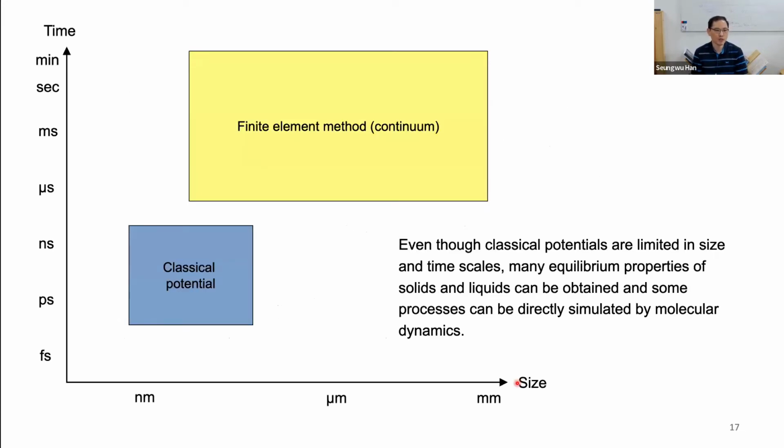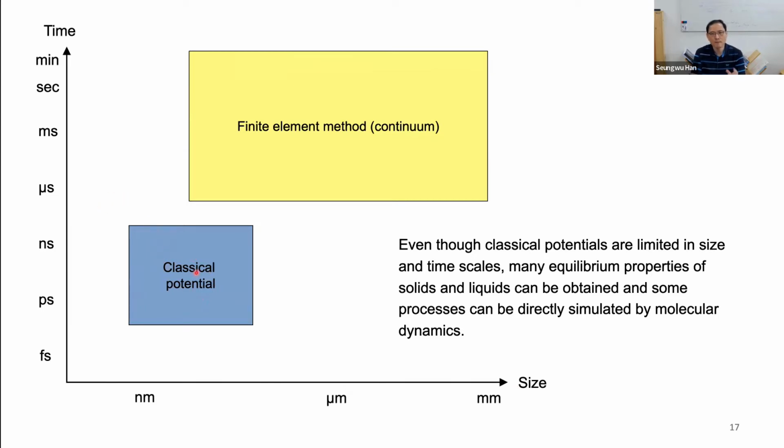If you have the classical potential, then in terms of size and time scale, this classical potential can describe up to maybe 100 atoms, maybe 1 million atoms, which corresponds to around a 100 nanometer length scale in 3 dimensions. And also in the MD simulation, because our time step is 1 femtosecond, the maximum time that you can simulate is around 10 nanoseconds or maybe 100 nanoseconds. Okay, far less than a microsecond.